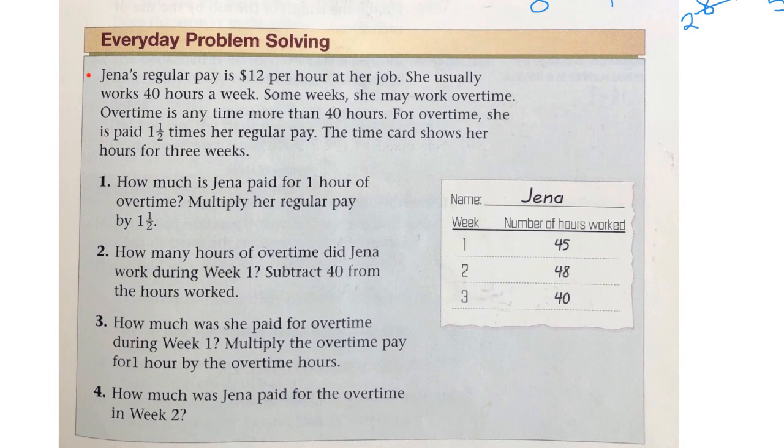Everyday problem solving. Jenna's regular pay is $12 per hour at her job. She usually works 40 hours a week. Some weeks, she may work overtime. Overtime is any time more than 40 hours. For overtime, she's paid 1.5 times her regular pay. The time card shows her hours for 3 weeks.